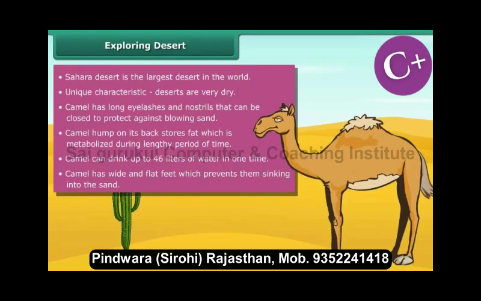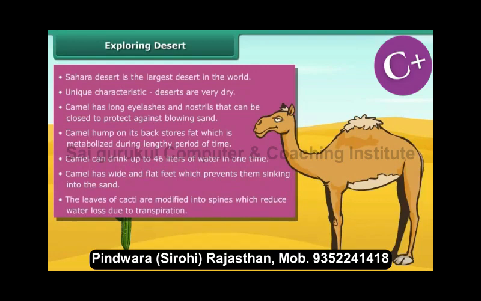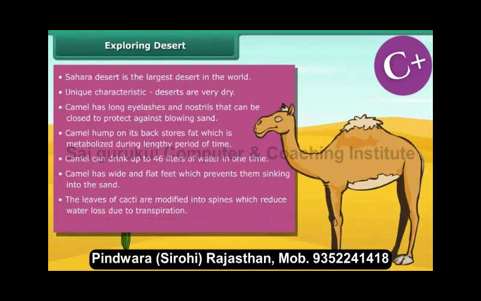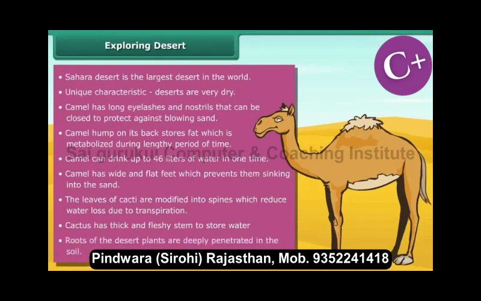Similarly, plants like cacti also show various adaptations to survive in dry and hot environments. The leaves of cacti are modified into spines, which reduce water loss due to transpiration. Cactus has a thick and fleshy stem to store water. Roots of desert plants penetrate deeply into the soil to absorb water.